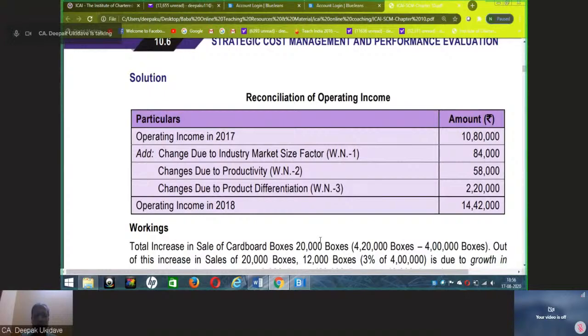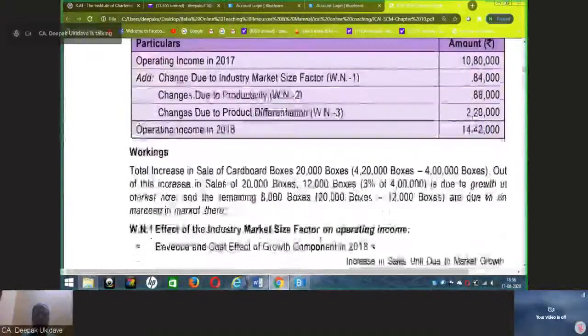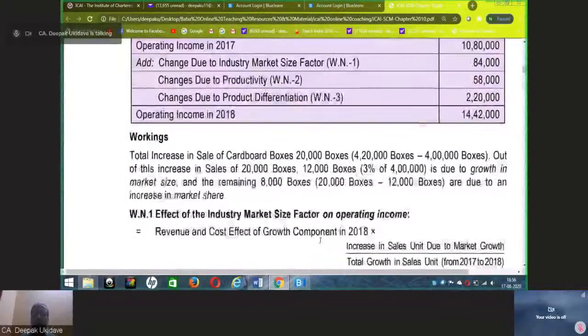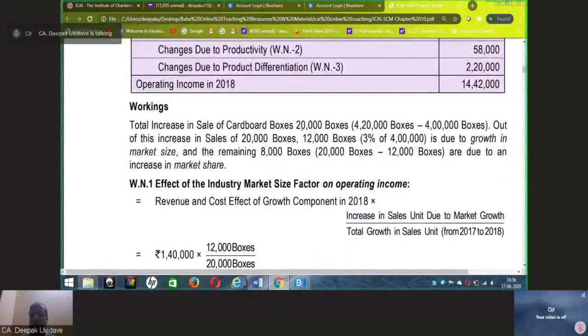So we have the first working note, and it is a general working given that the total increase in the sale of cardboard boxes is 20,000 boxes. From 4 lakh boxes, the number of boxes increased to 4,20,000. Sales increased by 20,000 boxes. So out of this 20,000, 3% is assigned to, attributed to, the growth factor. Total market size is 4 lakh, for example. 3% of 4 lakh is assigned to the growth factor. It went from 4 lakh to 4 lakh 20,000.